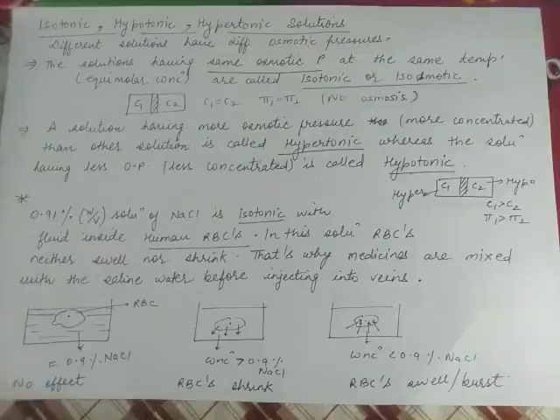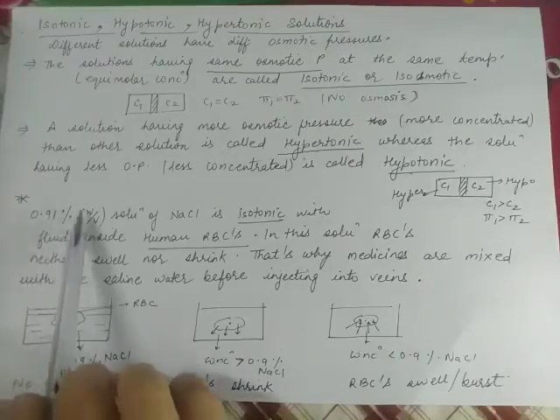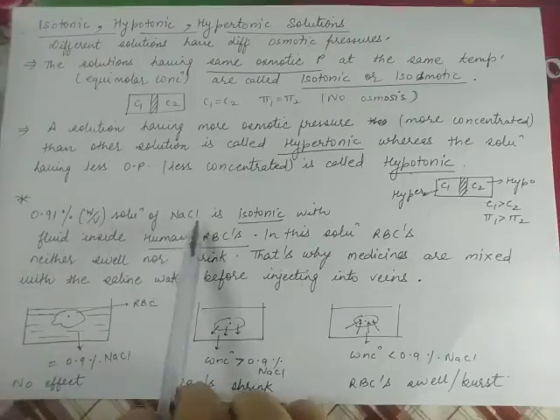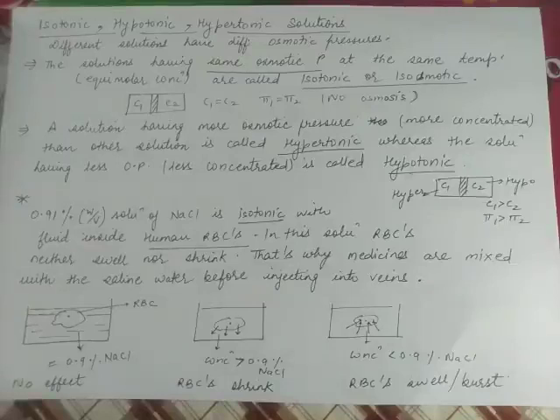Now what is the practical application of this concept? Now listen carefully. A 0.9% W by V solution of NaCl is isotonic with the fluid inside human RBCs. W by V we have learned earlier. Human RBCs are present in blood, and RBCs have some cytoplasm or fluid inside them, and the concentration of that fluid is equivalent to 0.9% NaCl.